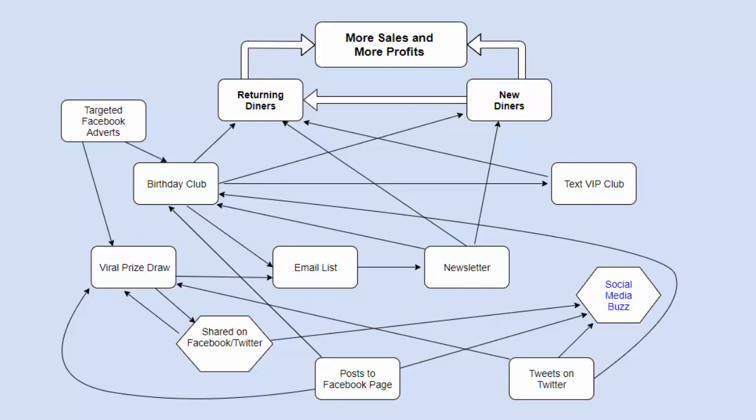Both of these types of Facebook advert are designed to bring brand new people to your restaurant on a regular basis. So now you've seen all of the parts of the Maximum Impact System, a powerful system that works synergistically to achieve our two major goals.